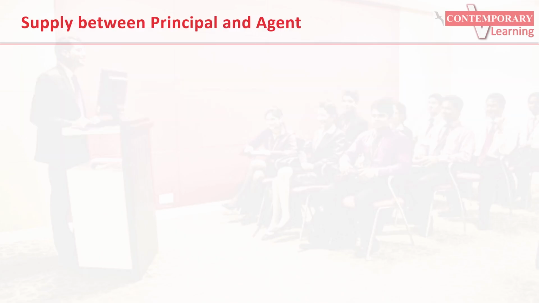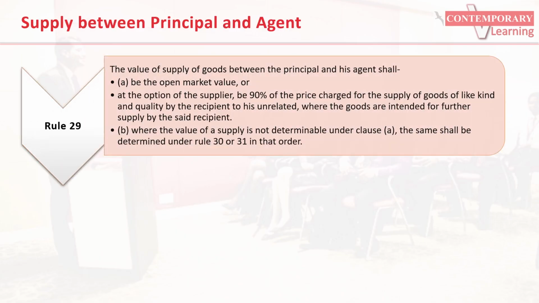Rule 29 governs valuation between principal and agent. The value of supply of goods between principal and agent shall be the open market value or, at the supplier's option, 90% of the price charged for supply of goods of like kind and quality by the recipient to unrelated parties where goods are intended for further supply. Where value is not determinable under this clause, it shall be determined under Rule 30 or 31 in that order. This recognizes the special relationship between principal and agent and provides appropriate valuation methods.